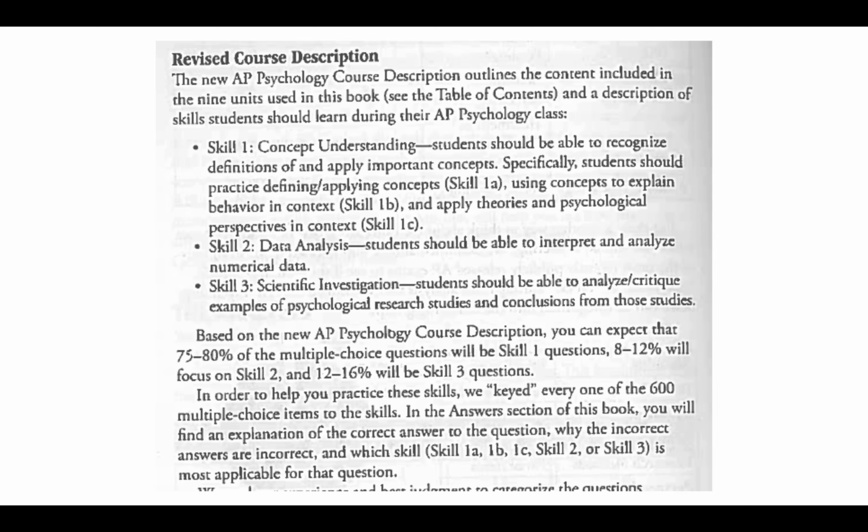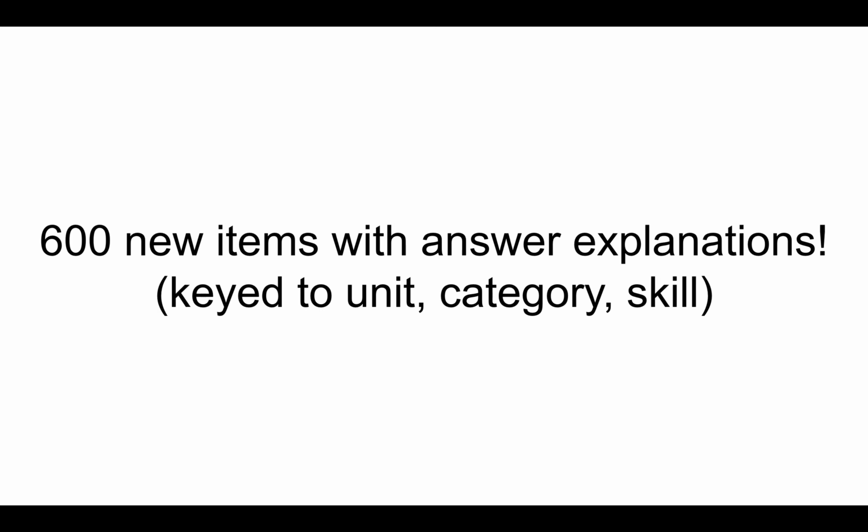Most of the 600 items in this book relate to Skill 1, concept understanding. Skill 2 and Skill 3 are specifically relevant to any items that involve analyzing quantitative data or thinking about research methodology. We have plenty of those items in the book too, and we call out which items relate to Skill 1, Skill 2, and Skill 3. The most important thing about this book is it gives you lots of practice with multiple choice items. There are 600 new items that no one has ever seen before with answer explanations, and they're all keyed to what content unit, what category, and then what skill.